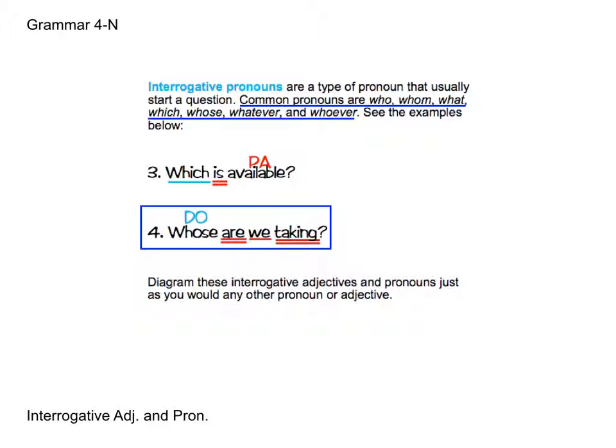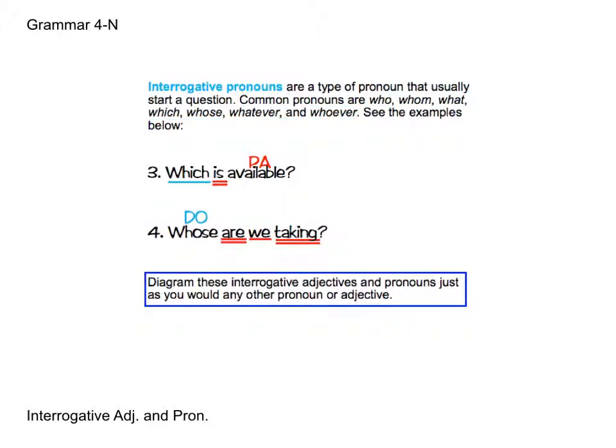So just take your time with this. You could flip it around and make it into statement format. I'm just going to say that that's not your best rule of thumb in this booklet for every single sentence. So just watch out for that. And of course, you diagram these interrogative adjectives and pronouns just as you would any other pronoun or adjective. So they're not special in that sense.